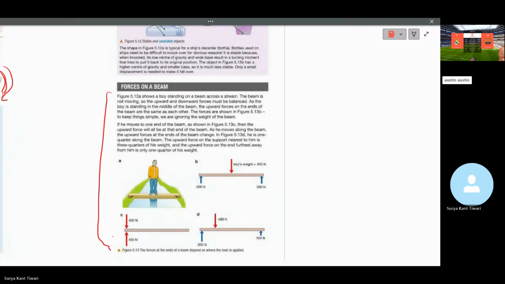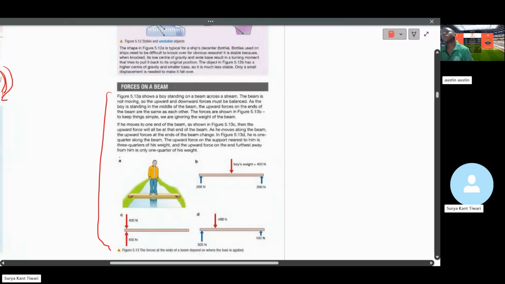Understood? Yes, sir. What are they saying? If you stand in the middle, then it will be in balance, right? Yes, sir. See here. What is happening? Can you explain what you see in figure A?